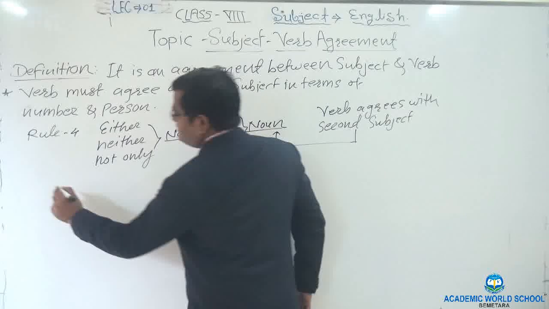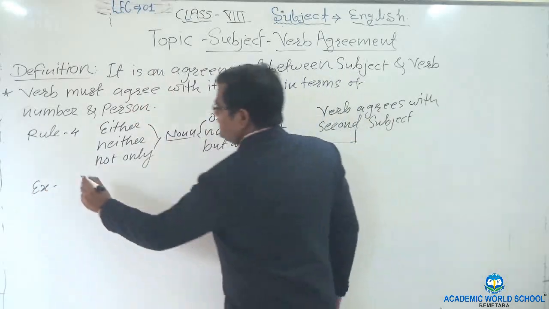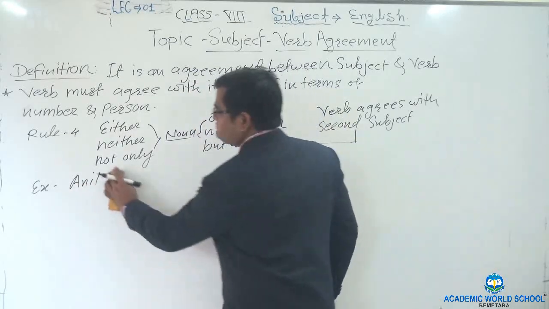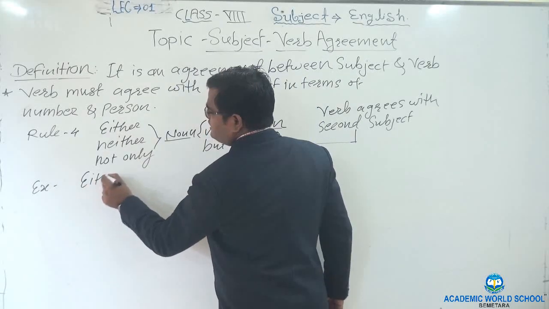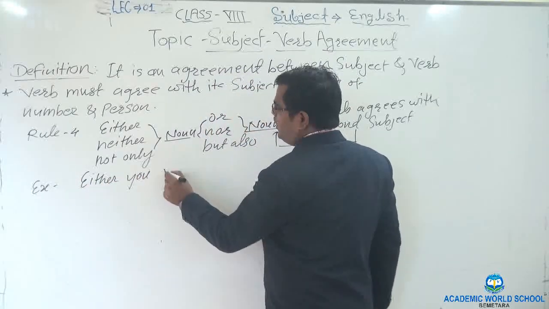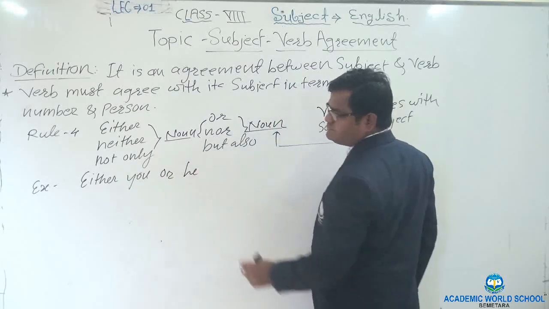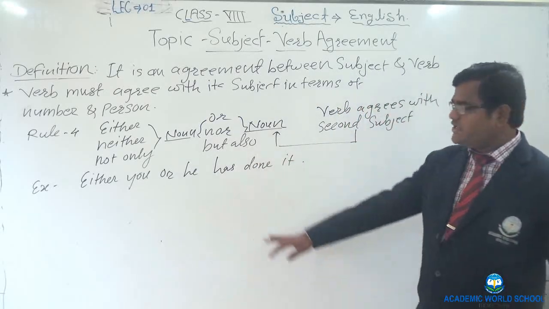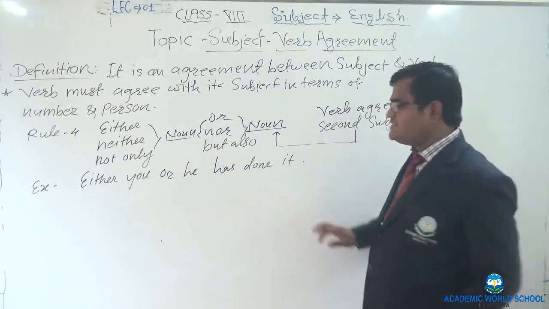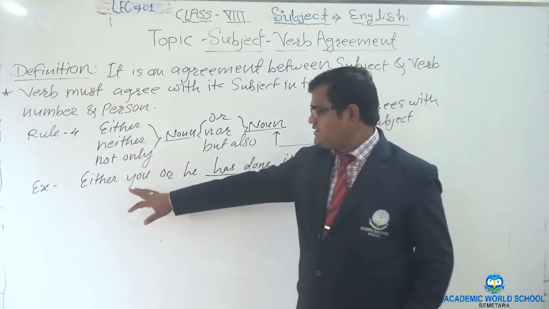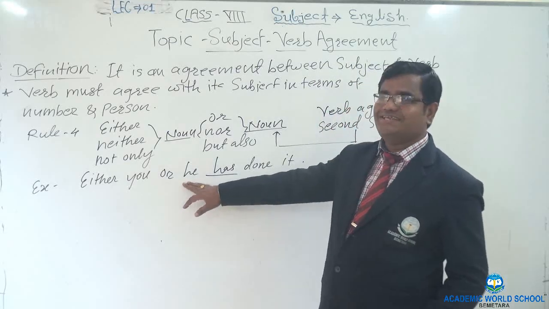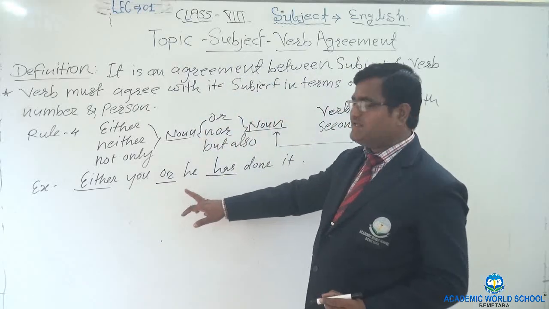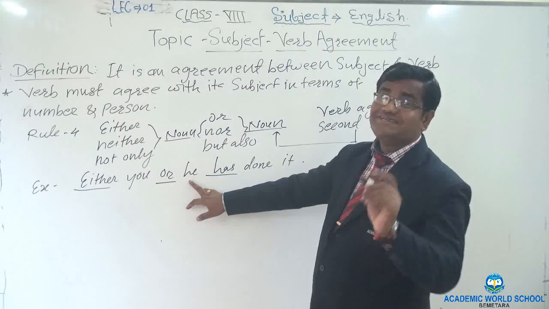Now let's see through an example. For example, either you or he has done it. Again we have two subjects here. One is you and another is he. As per the rule, with either and or, I have joined two subjects, you and he. So the verb will agree with the second subject.